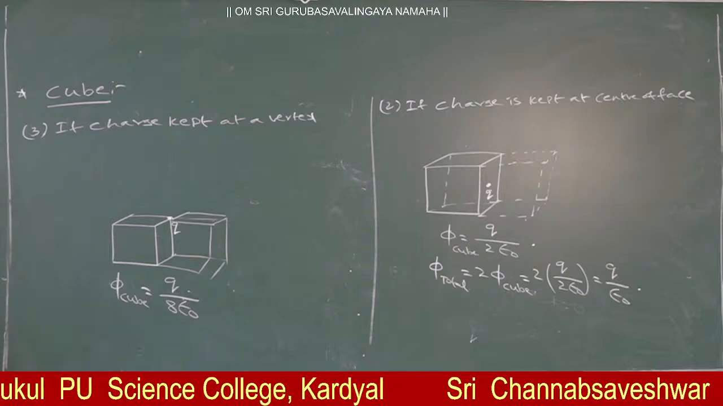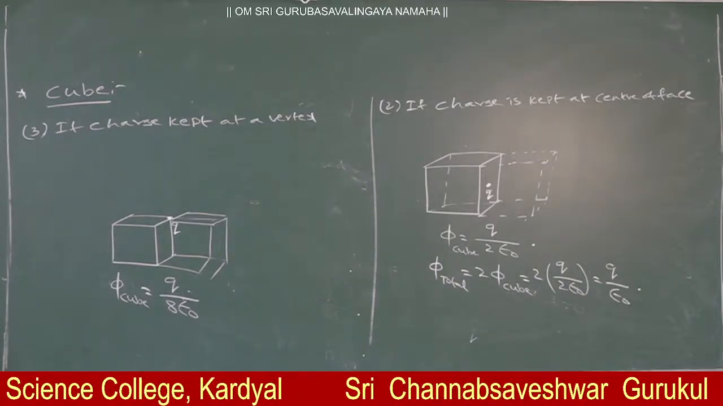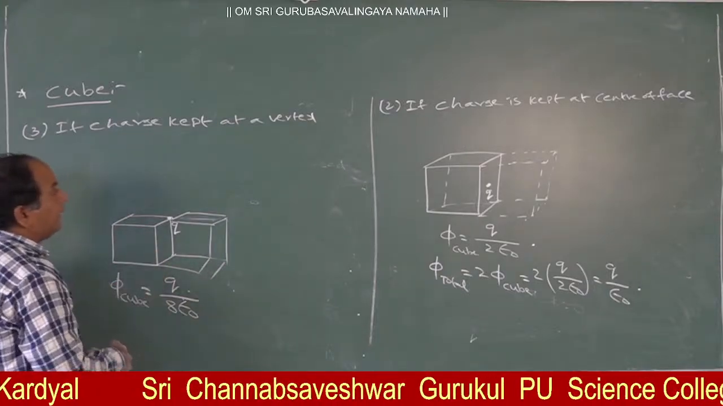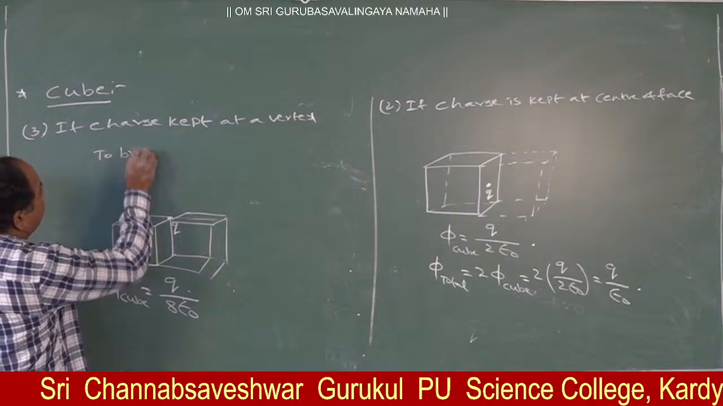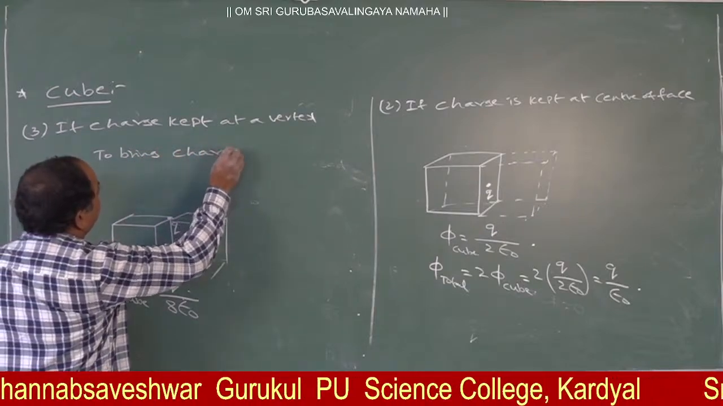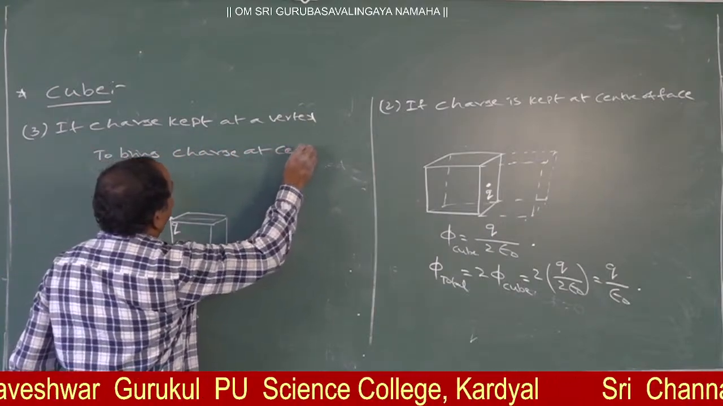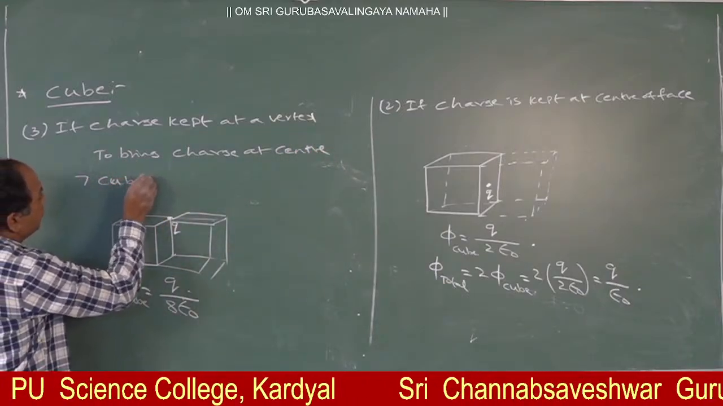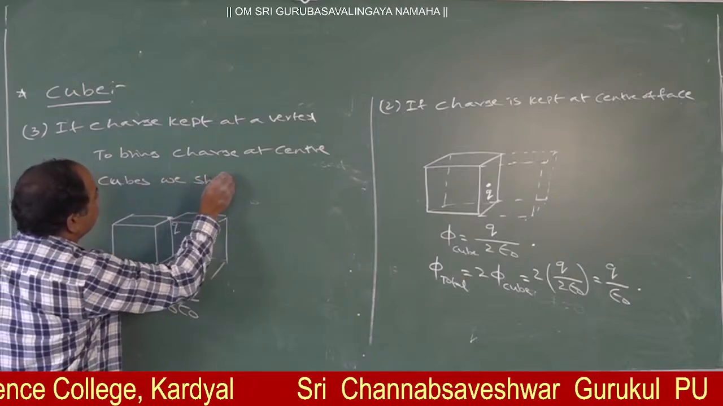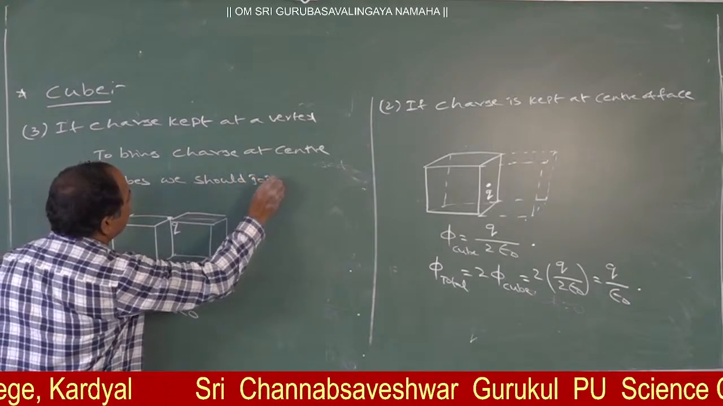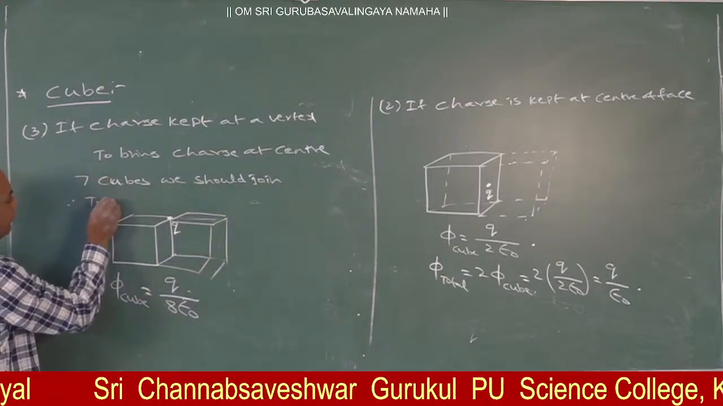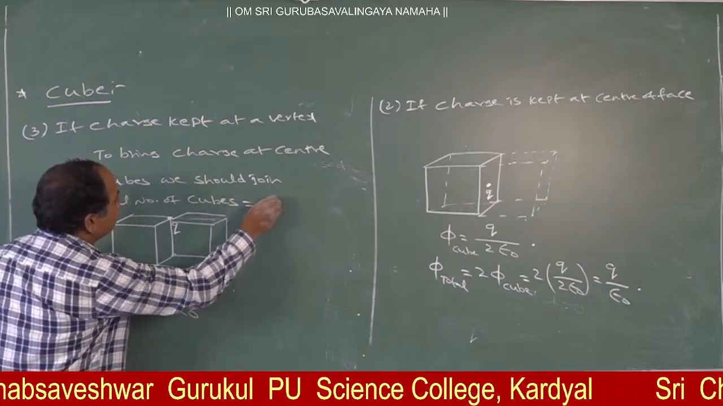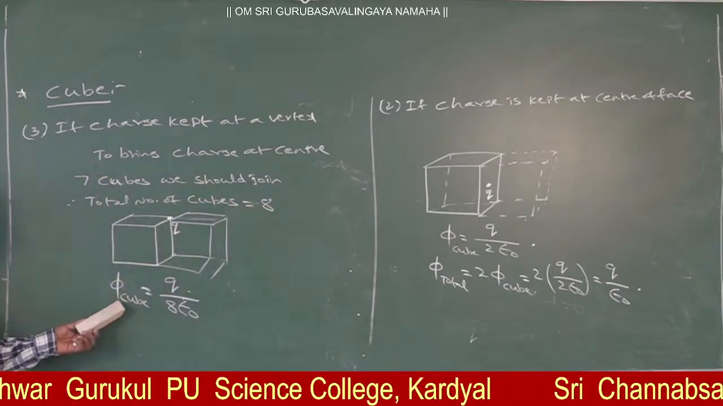Flux will become what? Q by 8 epsilon naught. Yes or not? Why? Because to bring the charge at center, 7 cubes we should join. 7 cubes we should join. Therefore, total number of cubes, how many? 8.